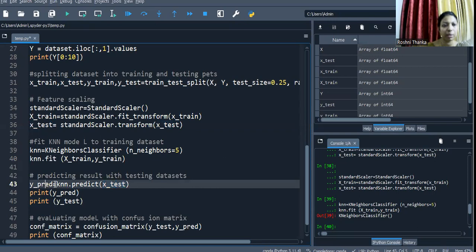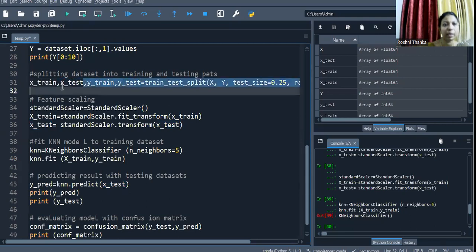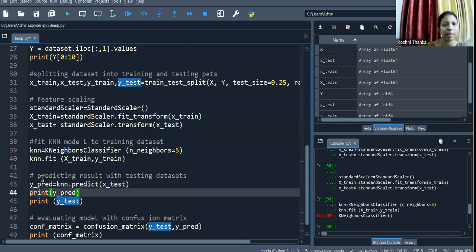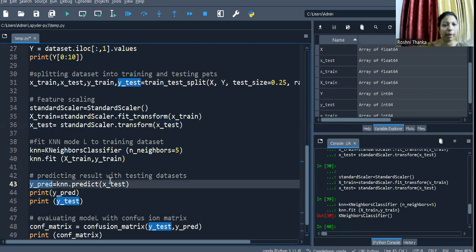That we are going to keep in Y predict. The actual value is in Y test. For this X test, that is the input data, the actual output is present in Y test. But we are going to ask the model to predict it, and we are going to keep it in the variable Y predict.